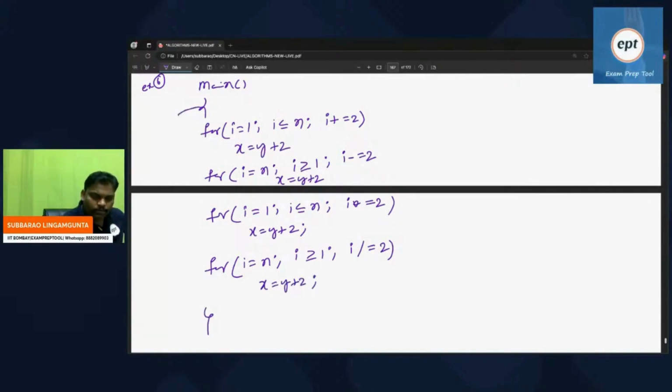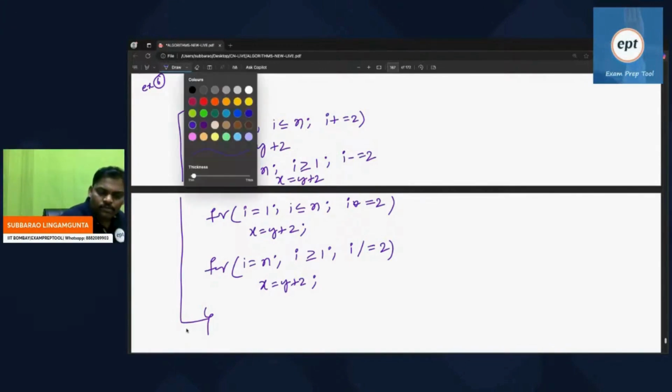Yeah, continue this. First: i equal to 1, i less than or equal to n, i plus equal to 2, x equal to y plus z. Second: i equal to n, i greater than or equal to 1, i minus equal to 2, x equal to y plus z. Third: i equal to 1, i less than or equal to n, i star equal to 2, x equal to y plus z. Fourth: i equal to n, i greater than or equal to 1, i divide equal to 2, x equal to y plus z. Can you go ahead, what is the answer for this?